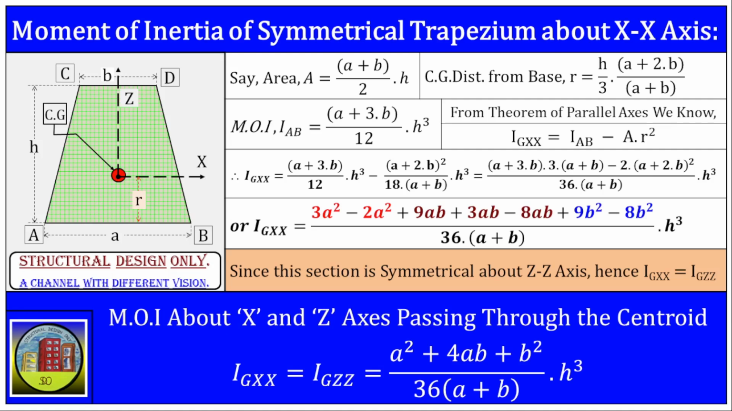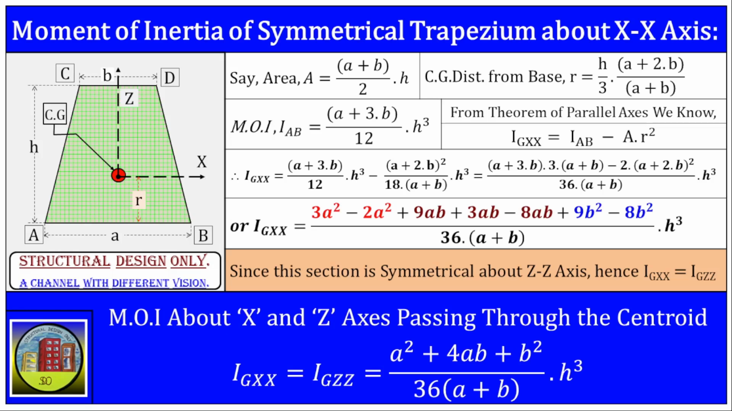Say moment of inertia about GXX equals to IGXX. By using the theorem of parallel axes, we know that IGXX equals to IAB minus A into R square. By substituting the values, we get IGXX equals to (a plus 3b) into h cubed by 12 minus (a plus 2b) whole square into h cubed by 18 into (a plus b).